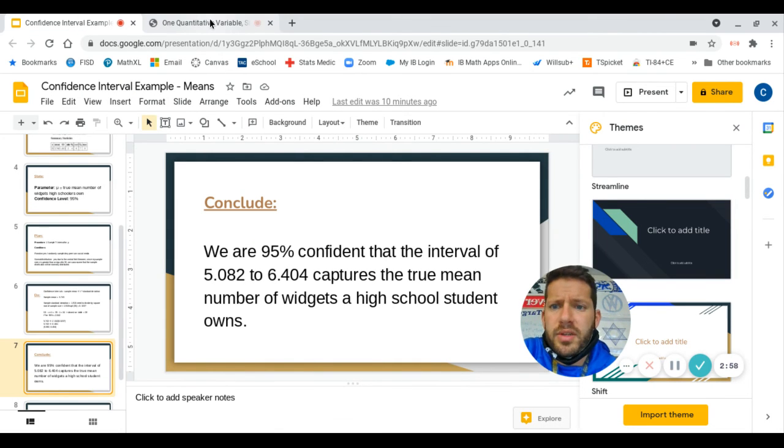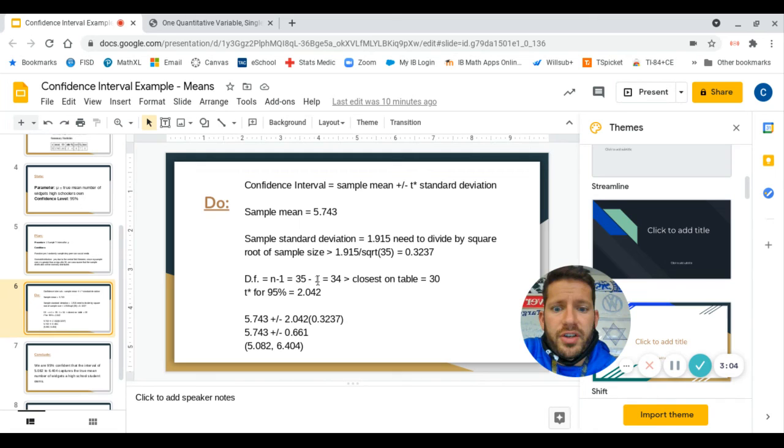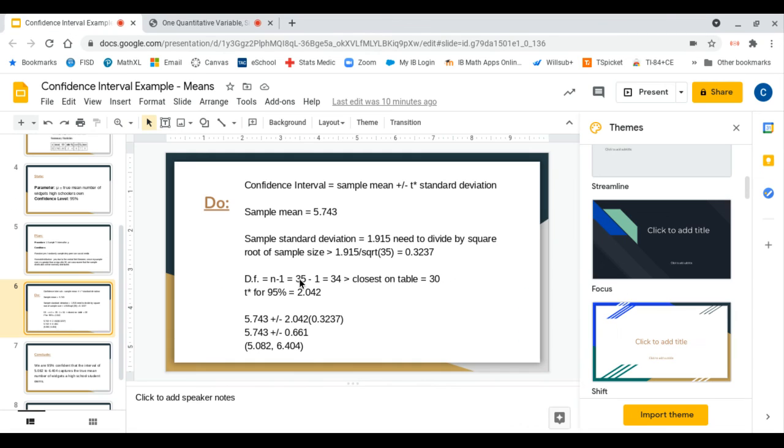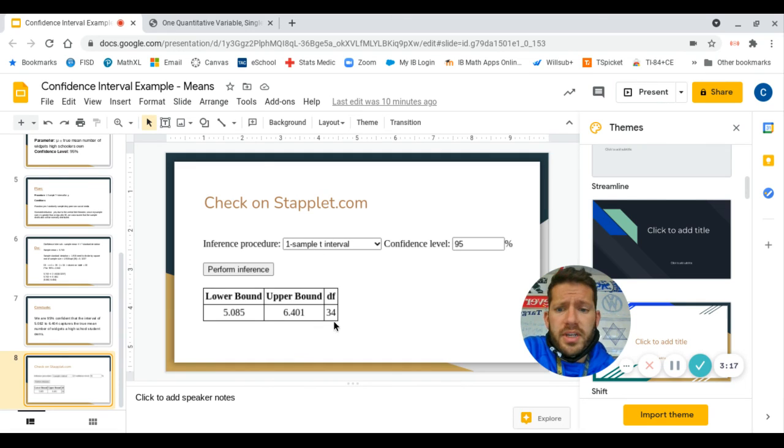So just a couple decimal places off, and that's probably because when I found my t value, I had to round down from 34, my degrees of freedom, down to 30. So Statlet's able to do that a little bit more exactly than I am. And then I threw that on my presentation here, and I got very close. So I did a good job.